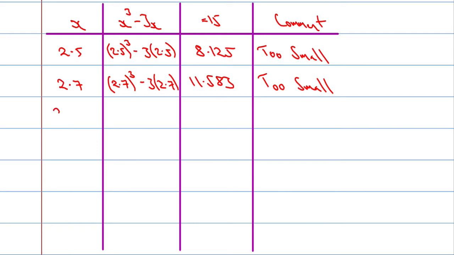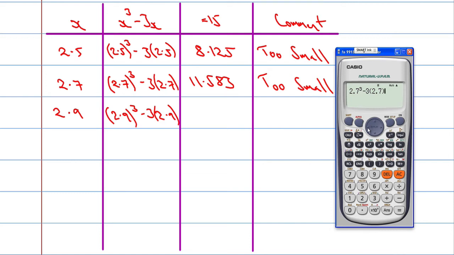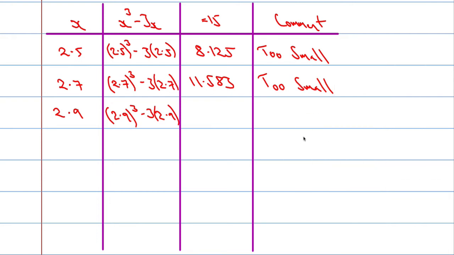I'm going to go with 2.9. 2.9 cubed minus 3 times 2.9. Get the calculator back up. So just change these to 2.9 or type it in again from scratch, up to you. 15.689. And this answer is too big.